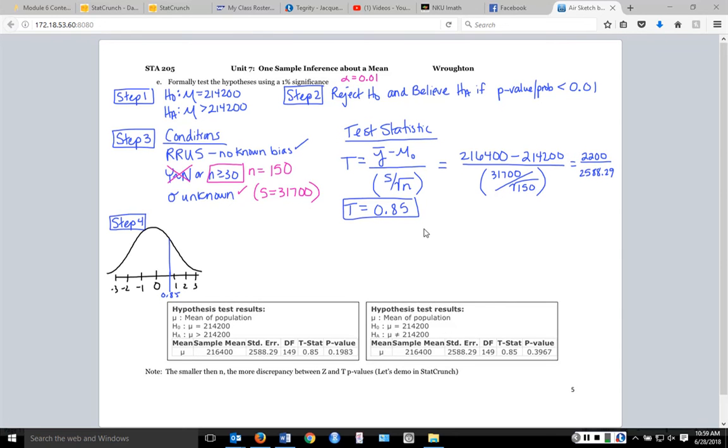Then this is where I would first ask if it's a one-tailed or a two-tailed test. So if I go back up to my hypotheses, I am only looking in one direction. More specifically, my HA tells me to look for a greater than. So I'm going to shade then everything to the right of that number.